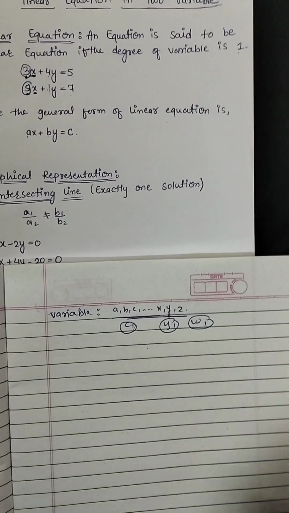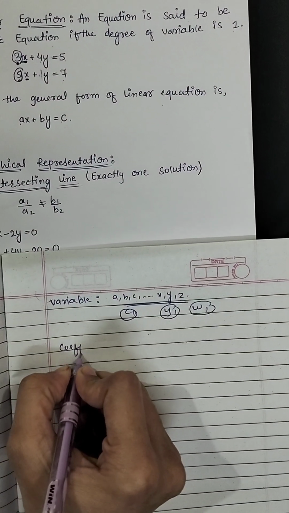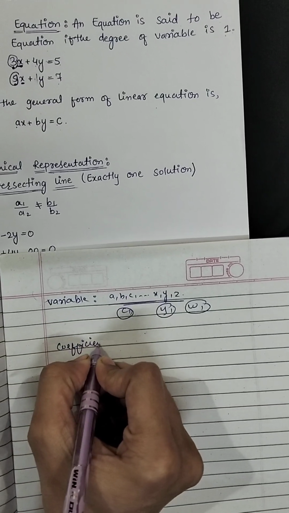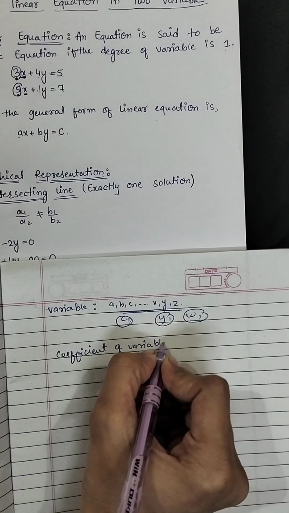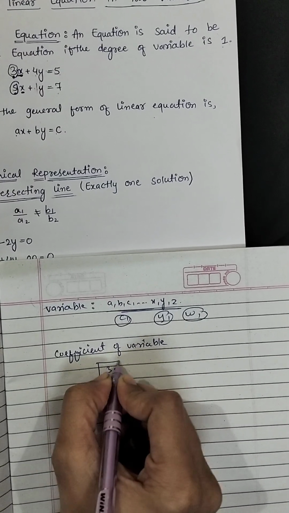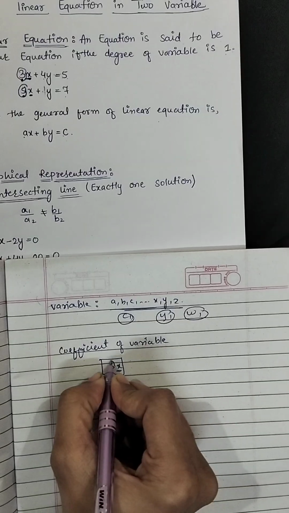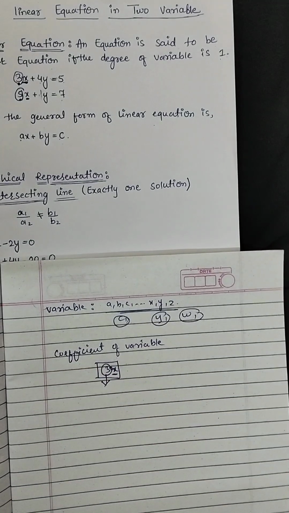What is the coefficient of a variable? The coefficient of a variable is the number which arrives before the variable. Here the variable is x, the number before x is 3, so 3 is the coefficient of the variable.